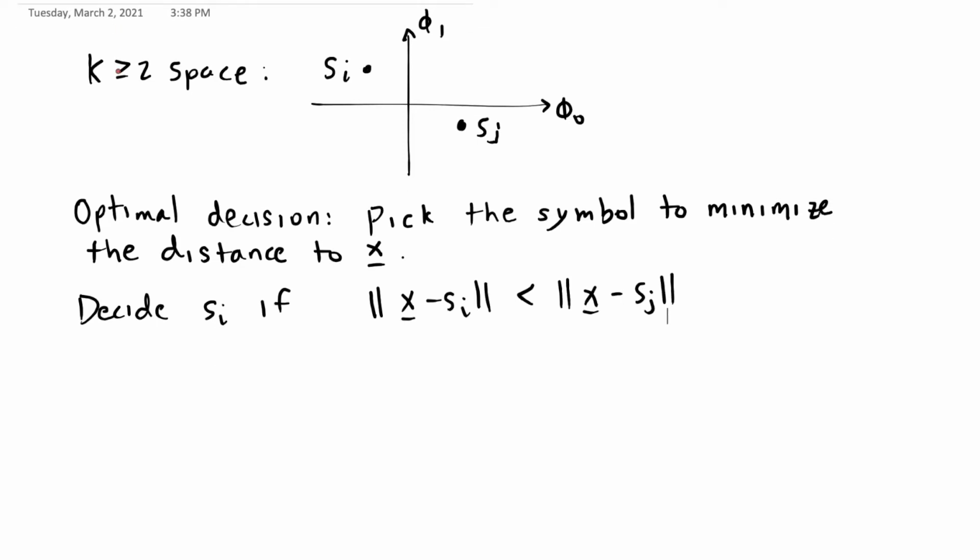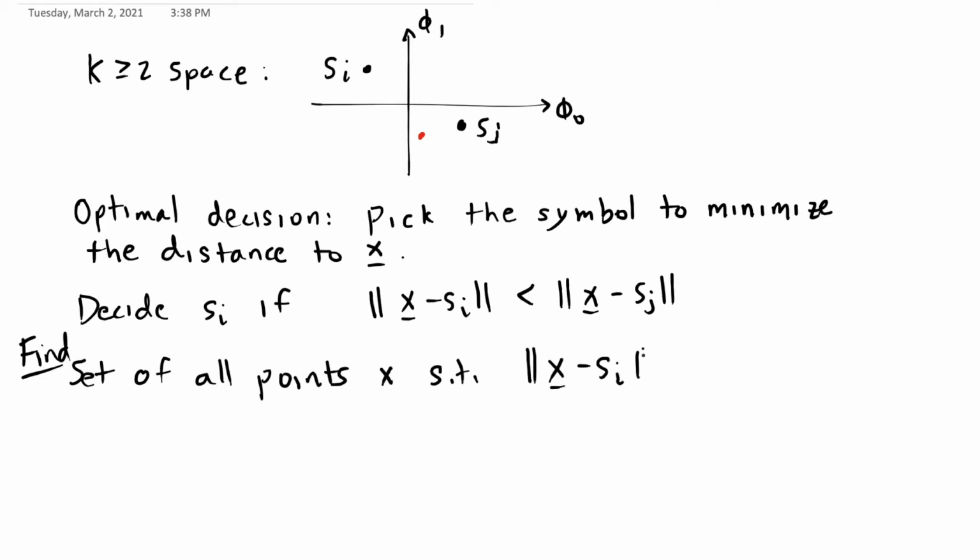What we're going to do in this segment is talk about what the region is, not just for any arbitrary x. I can pick an x and say, oh, this distance is shorter than this distance. I want the set of all points x such that the distance to Si is smaller than the distance to Sj. Okay, so let's find that set of points.